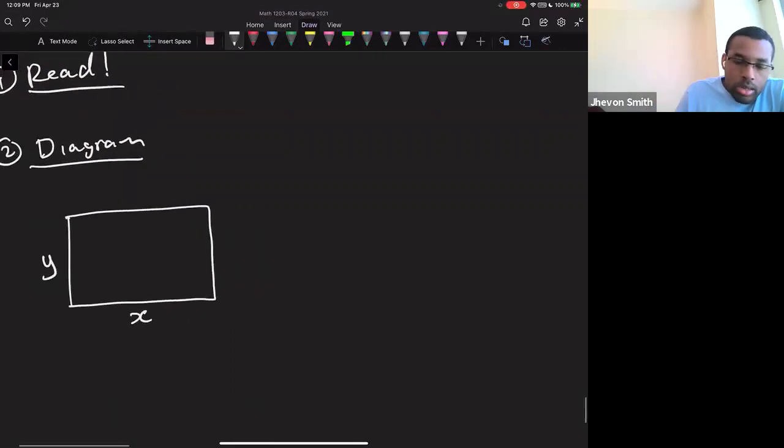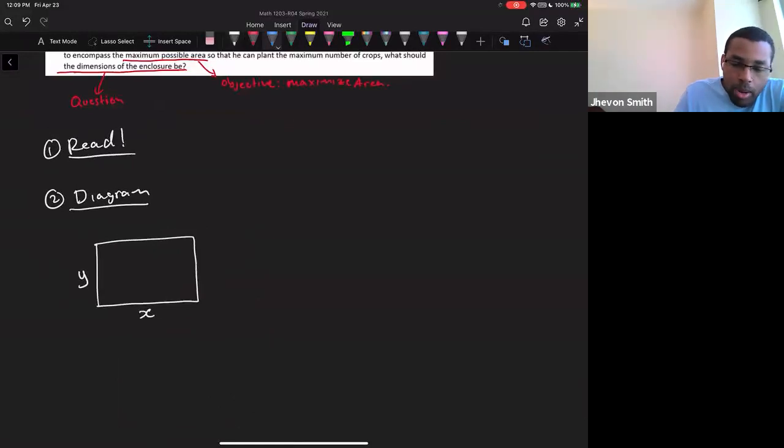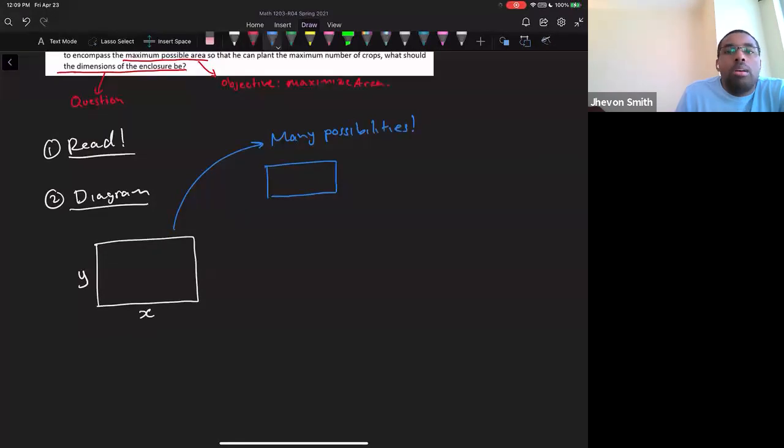Now, what you will notice here is that there are many possible scenarios, many possibilities here, right? So for example, he could build a rectangular enclosure where it's like 30 feet here, 30 feet there, 20 feet there, 20 feet there. And that's an enclosure with 100 feet of fencing. He could also do something like 40, 40, 10, 10. That could be a rectangle.